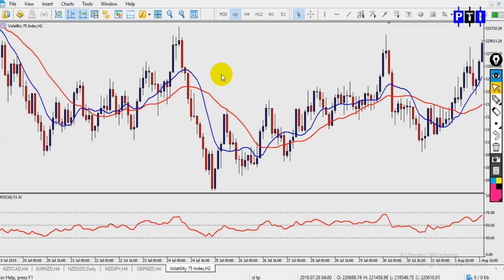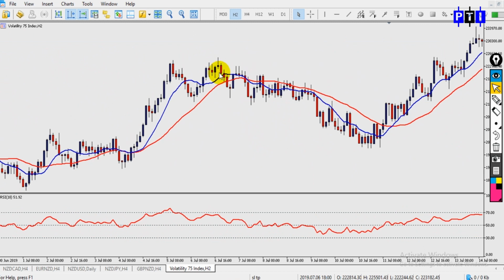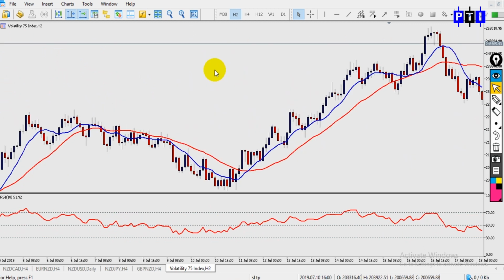It is a very, very good strategy, because volatility indices are trending markets. This strategy cannot work in currencies, it cannot work in other instruments, but it works well with volatility indices.